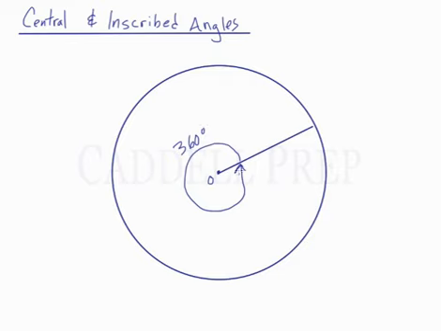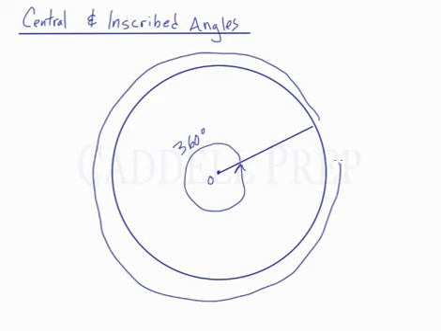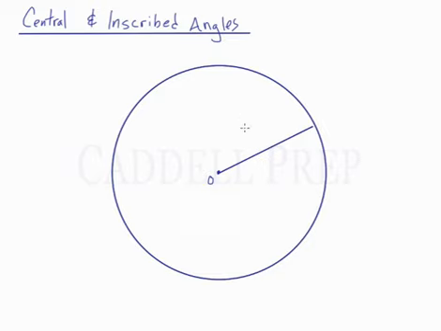So based on the fact that we could go 360 degrees in a circle, we could relate that to the circumference. So the entire circumference, we'll say, would be 360 degrees, and any portion of the circumference would be some fraction of the 360 degrees. The fraction of the circumference is related to the central angle.